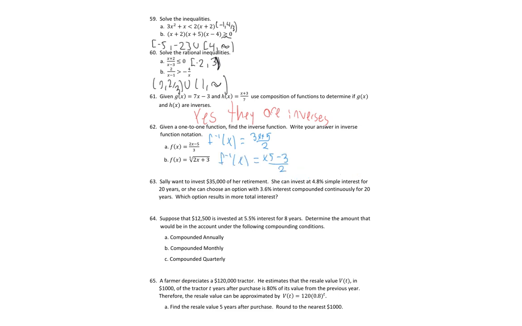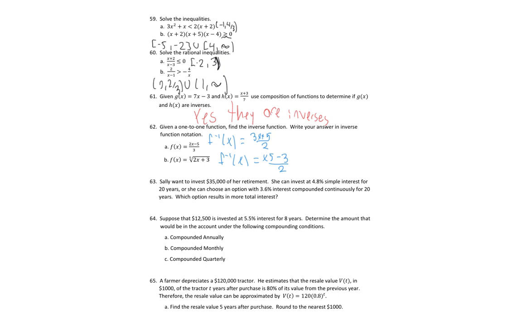So this one is going to tell us that Sally wants to invest $35,000 for retirement. She can invest that at 4.8% simple interest for 20 years or 3.6% interest compounded continuously for 20 years. Which option results in more interest?